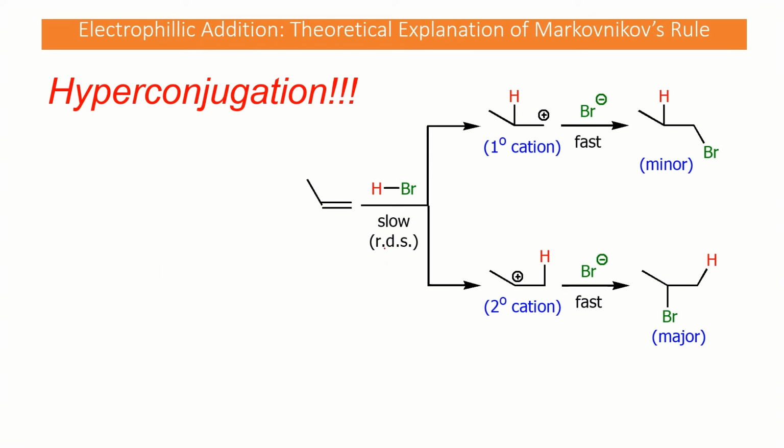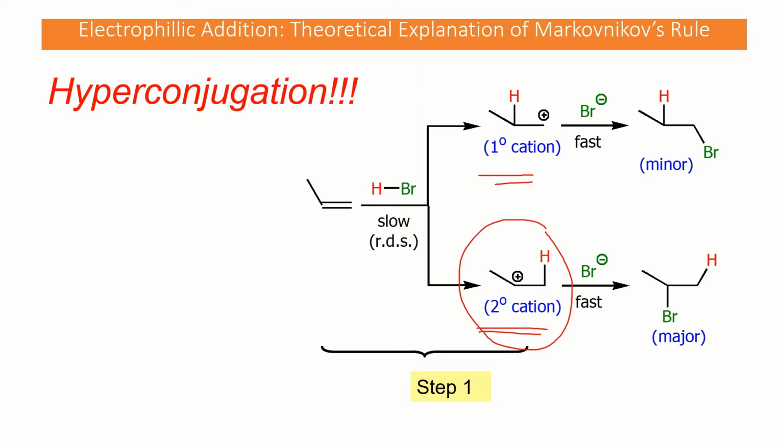The stabilization of this carbocation, of course, is due to hyperconjugation. So in this case here, where we have propene, you can see that this secondary carbocation is more stable than the primary carbocation. Therefore, this is the species that dominates, this is the route that we take, and so this is the Markovnikov product. This is the major product.